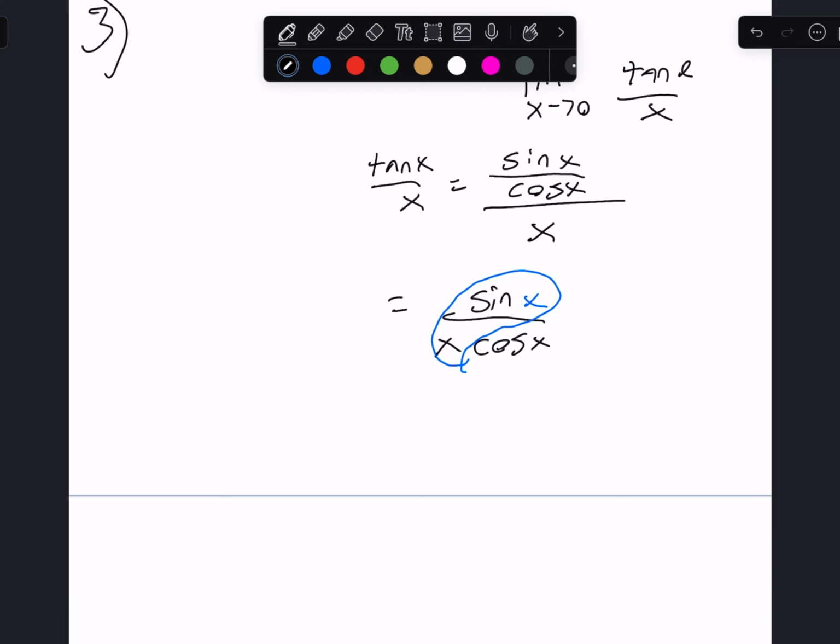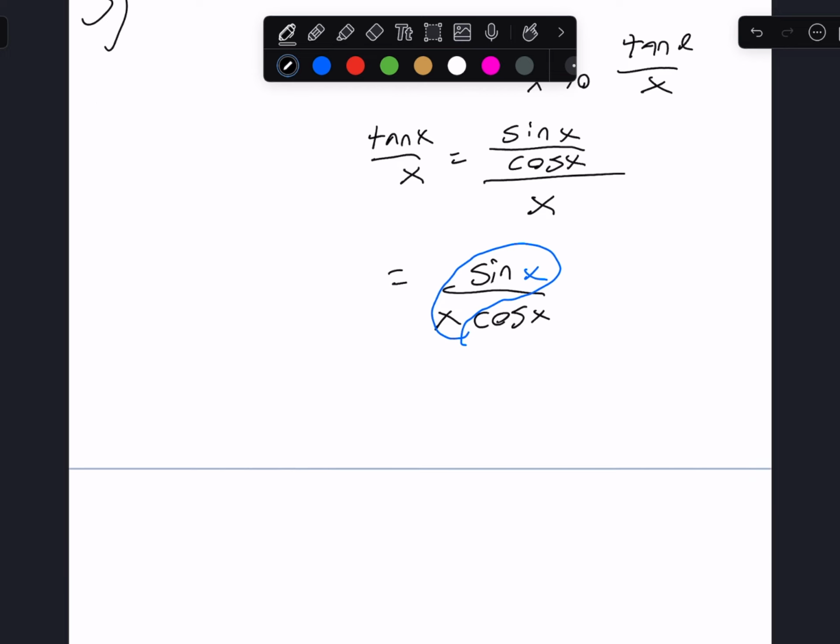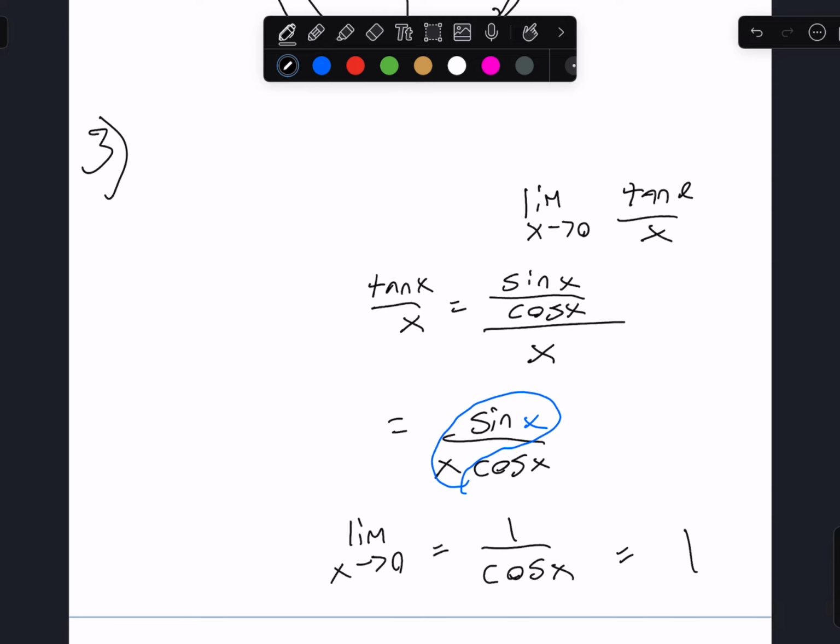So we can rewrite this into 1 over cosine of x. And 1 over cosine of x, when the limit is approaching 0, is equal to 1. So the limit when x is approaching 0 of tangent x over x is equal to 1.